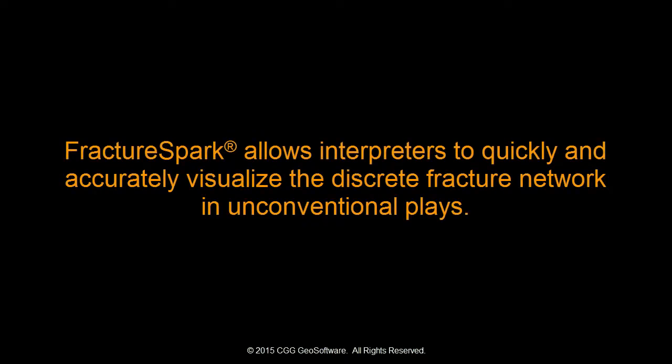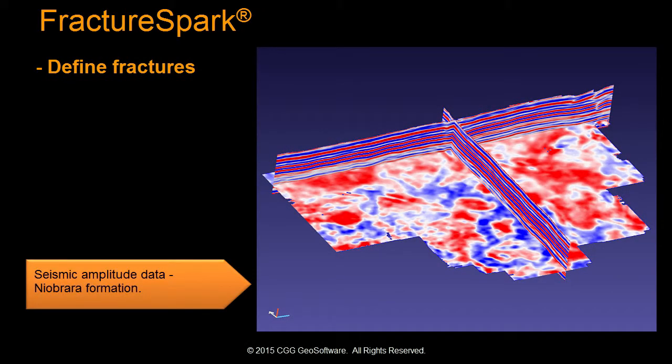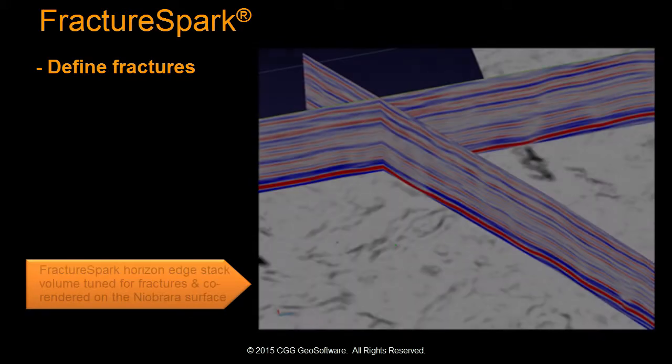FractureSpark allows interpreters to quickly and accurately visualize the discrete fracture network in unconventional plays. The FractureSpark workflow starts by defining fractures. In this example, we have seismic amplitude data from the Niobrara Formation.